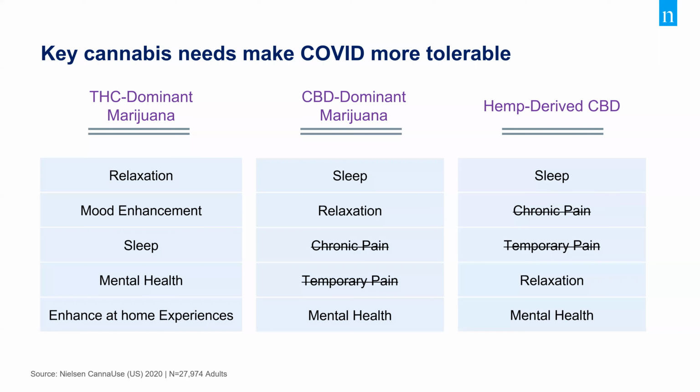Again, with THC dominant marijuana, we see things like mood enhancement and enhancing at-home experiences also coming to the top because we know that THC dominant marijuana has those additional needs that can satisfy for folks. And again, 2 needs that are probably in pretty high demand right now for people wanting to have their spirits uplifted and wanting to have some novelty in terms of entertainment at home. So it makes no surprise to me that we're seeing those.